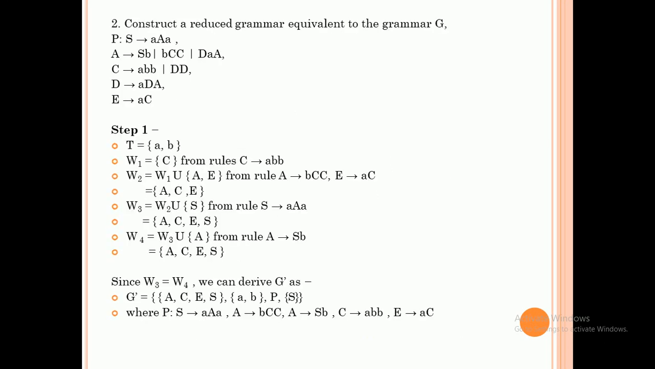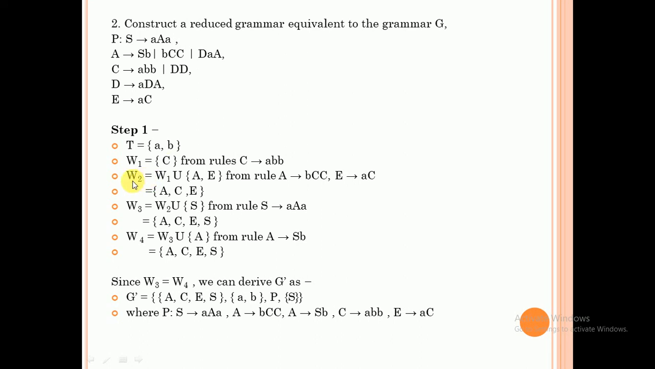So here again you need to construct a reduced grammar equivalent to the grammar G. So step 1, again you have to write the terminals in capital T. So you have only small a and small b, these two terminals. Then construct W1. W1 consists of only those variables whose right side contains terminal strings. You may have a single terminal or multiple terminals, but you need to check only terminals. So that is the reason I have written capital C over here.